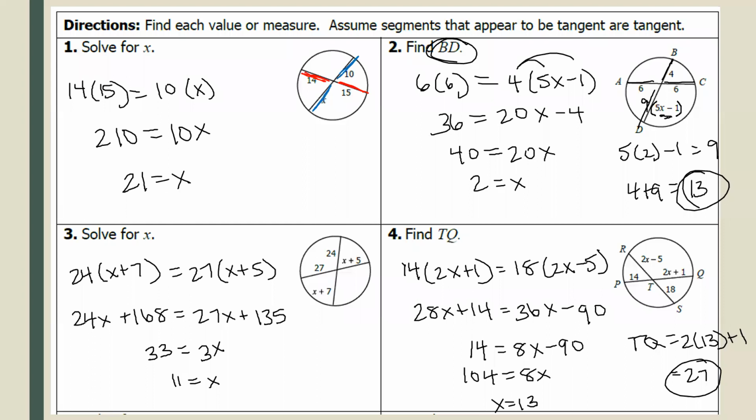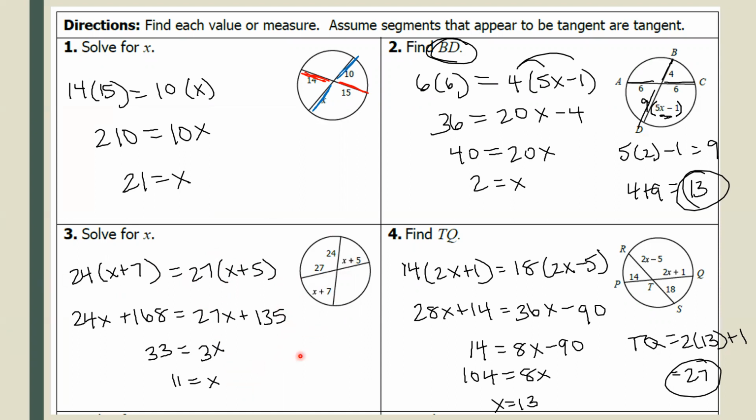Okay, so for number 3, you should have gotten x equals 11. You did 24 times (x plus 7) and 27 times (x plus 5). Distribute that 24 into your parentheses and distribute that 27 into the parentheses. And following the algebra, you should end up with x equals 11. If you didn't get x equals 11, go ahead and double check your setup. Make sure you multiplied the right pieces together. And if you did, then maybe you made an algebra error somewhere.